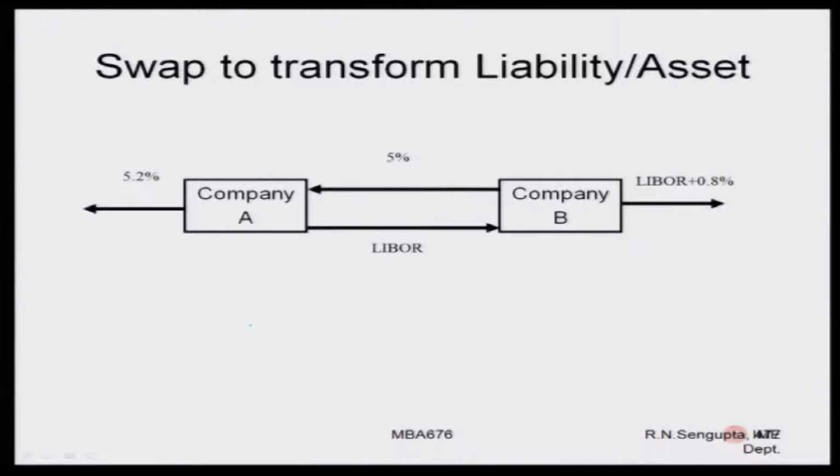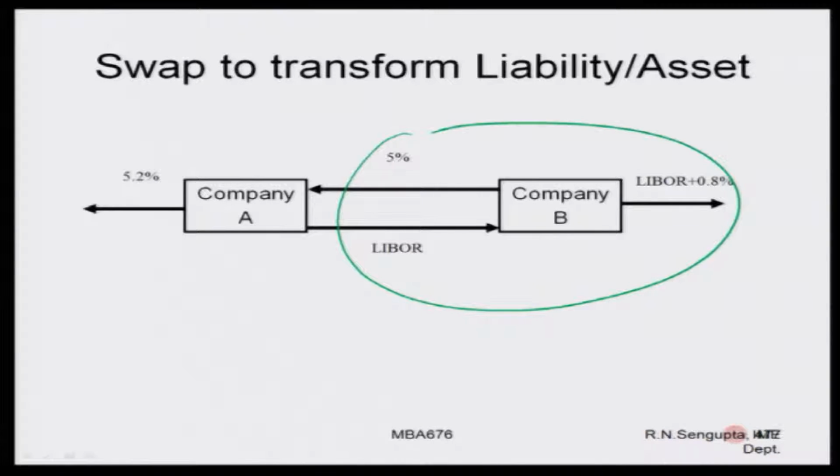Now, consider two third parties come. So, if you compare the last slide and this slide, what you see is that company B was basically giving 5% and getting LIBOR. Now, it gives LIBOR plus some basis points to a third party. So, for company B, the overall scenario is this: LIBOR cancels. So, now what you actually have is 5% plus 0.8%, which is going out from company B. So, company B is now changing its position from a floating to a fixed rate.